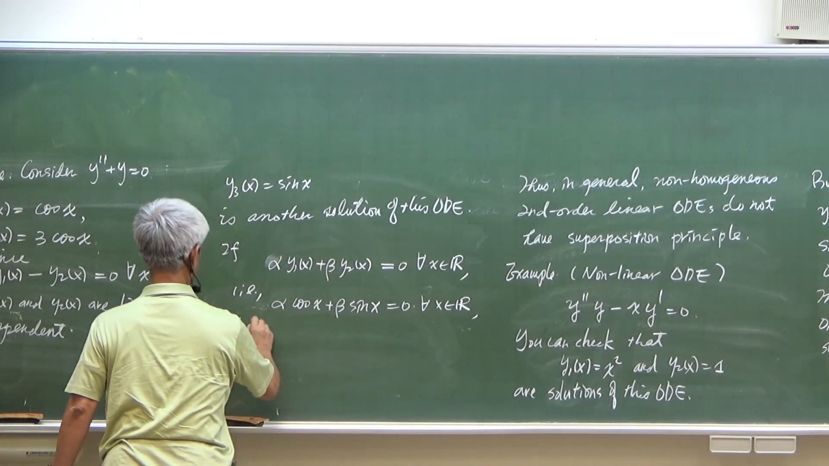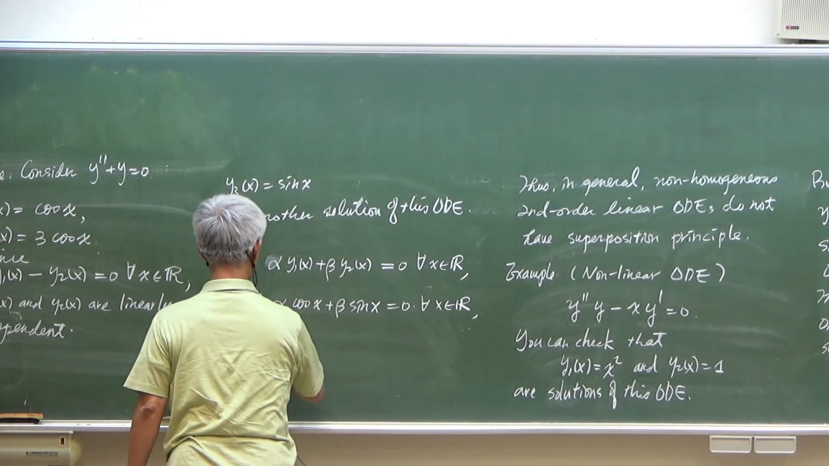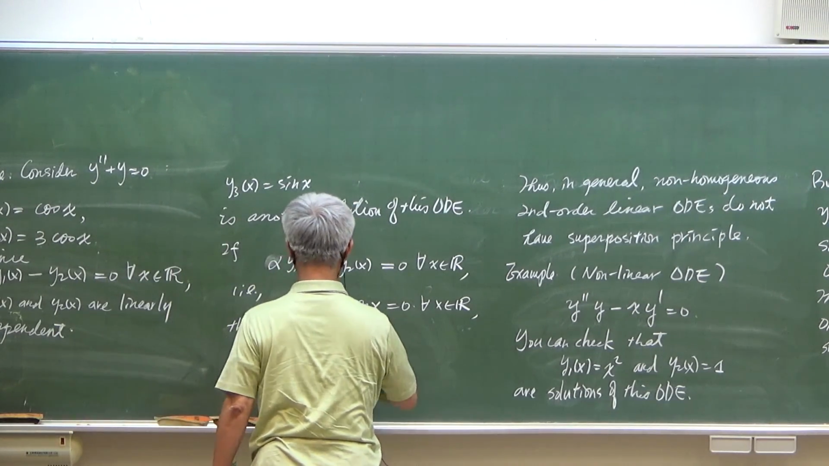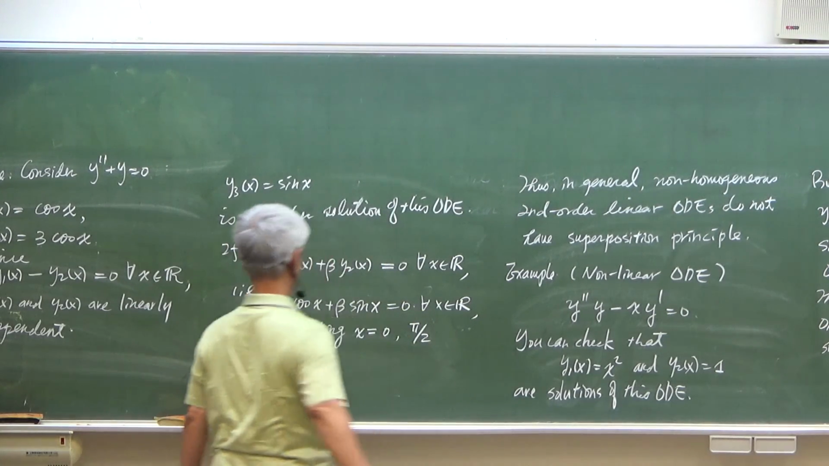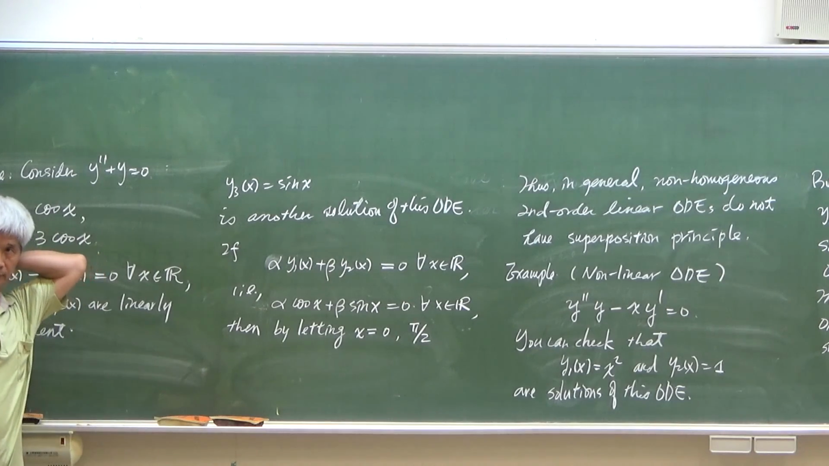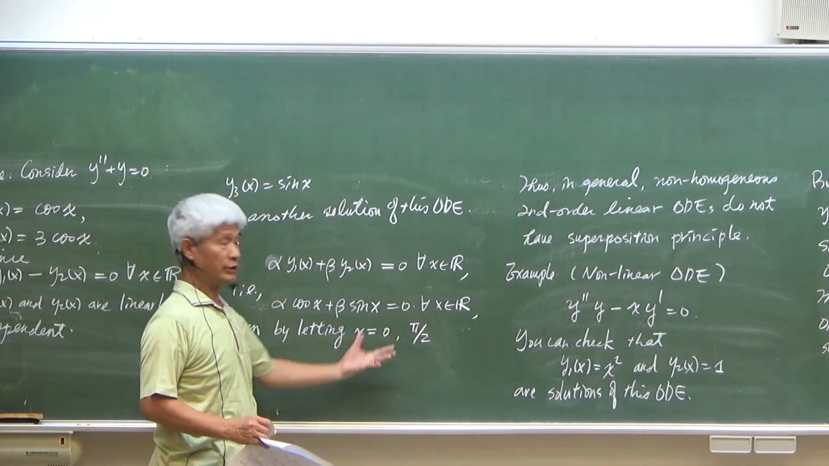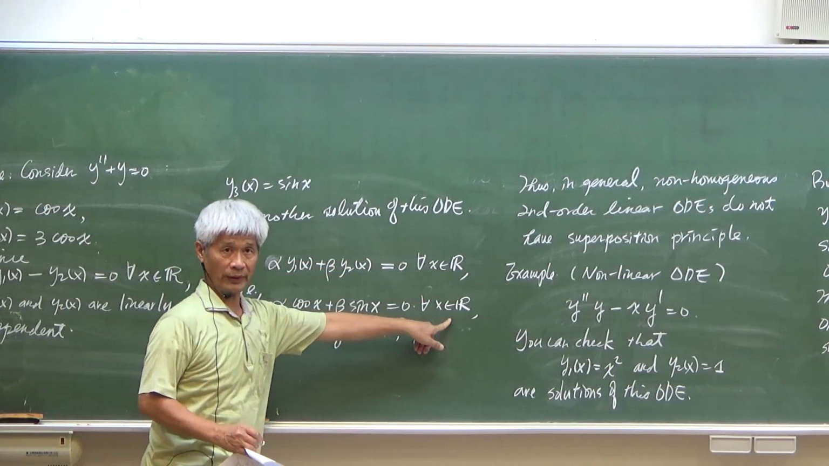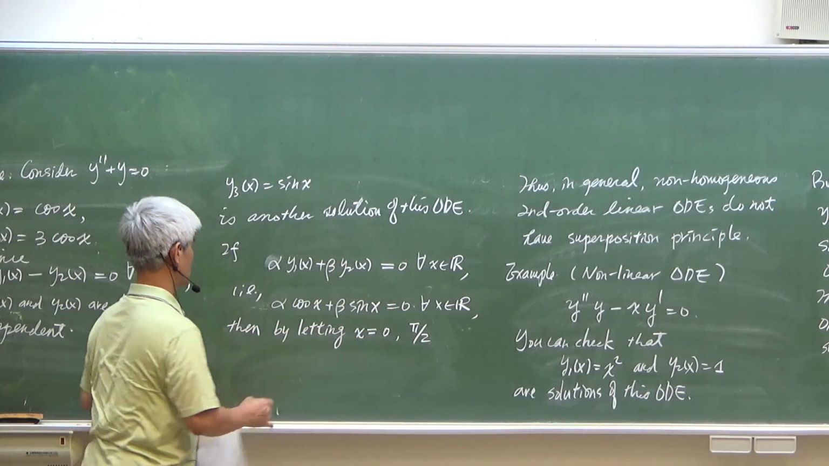Then, by evaluation, we make x equal to 0 and x equal to pi over 2. Actually, this is equal to 0 for all x in R, right? So we just take two x values.